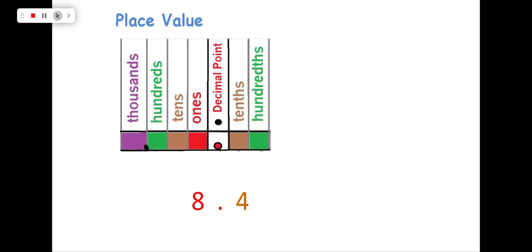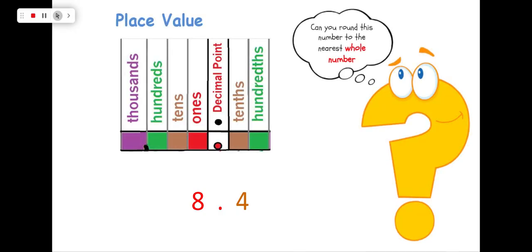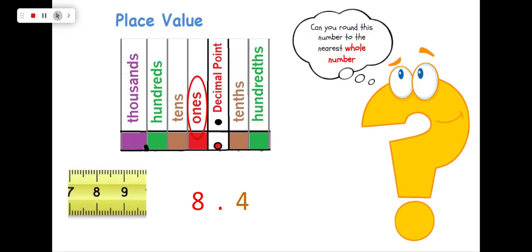So let's look at 8 and 4/10. If we think about this on a place value chart, we want to round this to the nearest whole number, or the number that's in the ones place. We're going to think about this 8 and 4/10 as being between two whole numbers, 8 and 9. But is 8 and 4/10 closer to 8 or closer to 9? We're going to check and see.